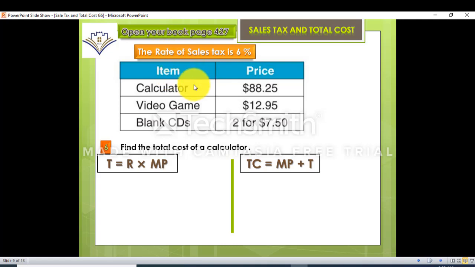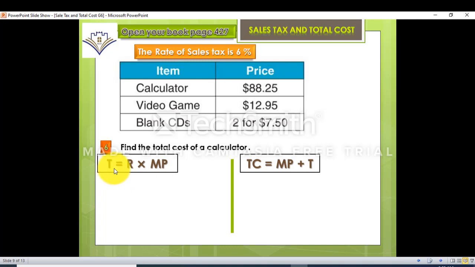Okay, now there is another question here. Look at this table. It is formed from 3 items, the name of each item and its price, and the rate of sales tax here is 6% for each. Question number 6: find the total cost of a calculator. Before we get the total cost, we should calculate the sales tax firstly.